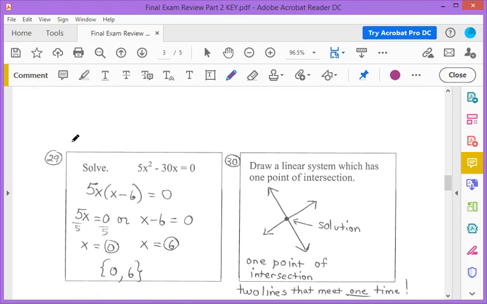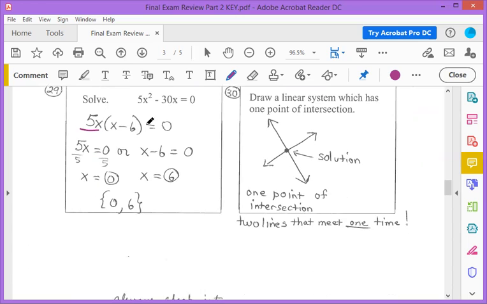Let's look at number 29. We're solving this equation, 5x squared minus 30x equals 0. We notice here on the left side that 5 and 30 can both be divided by 5. Also, x squared and x, we can divide out an x. So our greatest common factor is 5x. We factor 5x from both of those terms. When we factor 5x from 5x squared, we get x in parentheses. And when we factor 5x from negative 30x, we get minus 6.